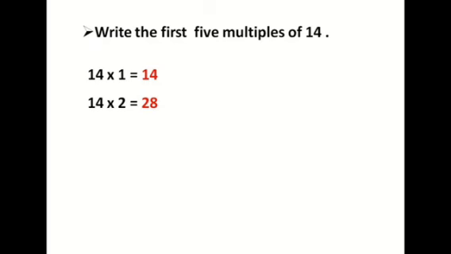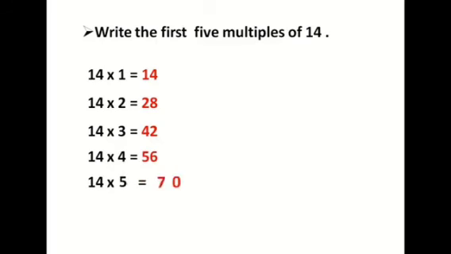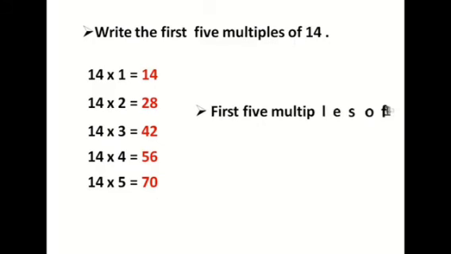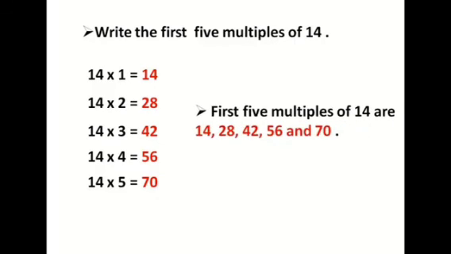Next 14 threes are 42. This is the third multiple. 14 fours are 56. It is the fourth multiple. 14 fives are 70, the fifth multiple. So here the first 5 multiples are 14, 28, 42, 56 and 70. So write down the answer. First 5 multiples of 14 are 14, 28, 42, 56 and 70.